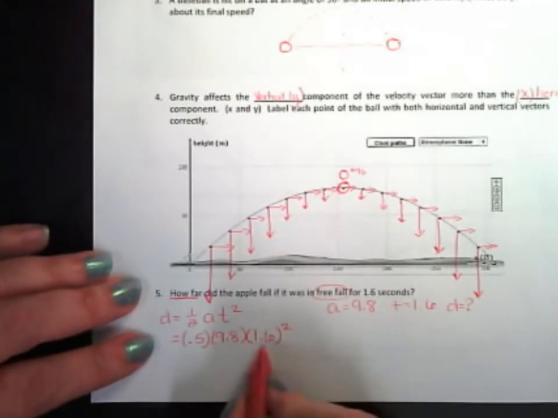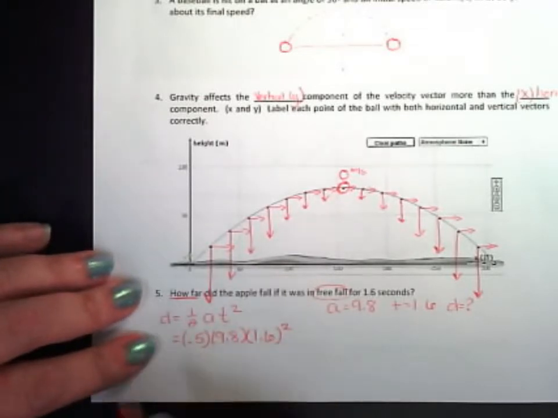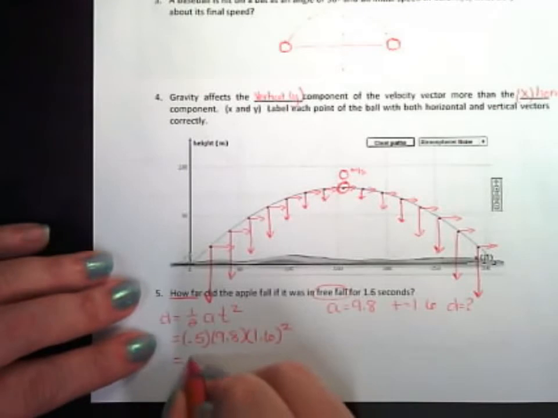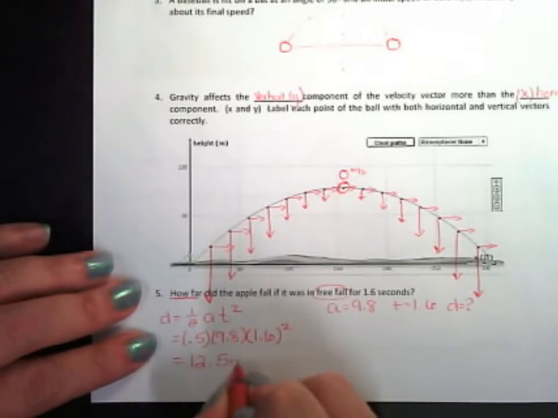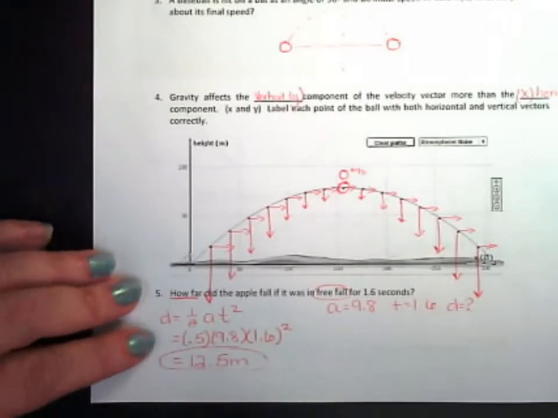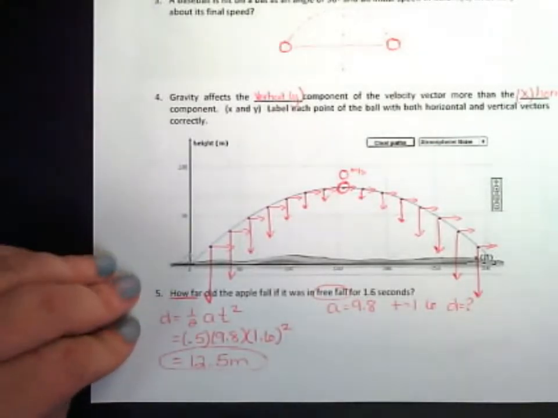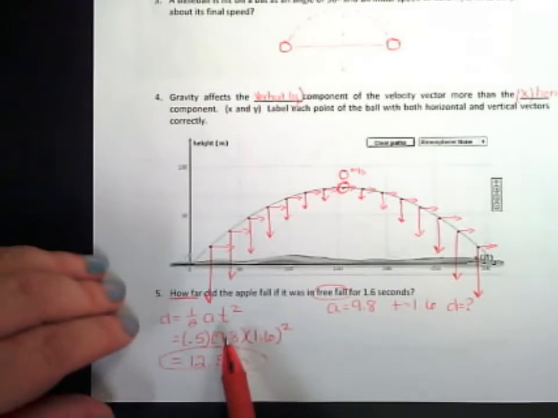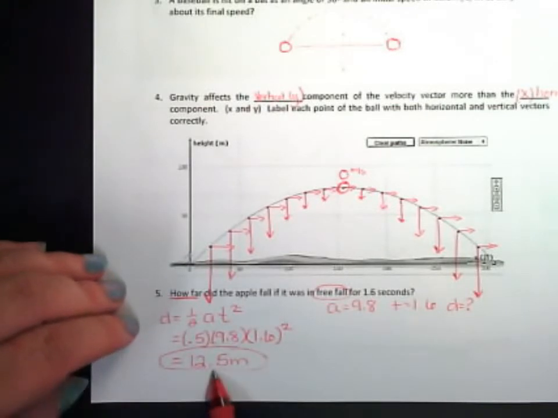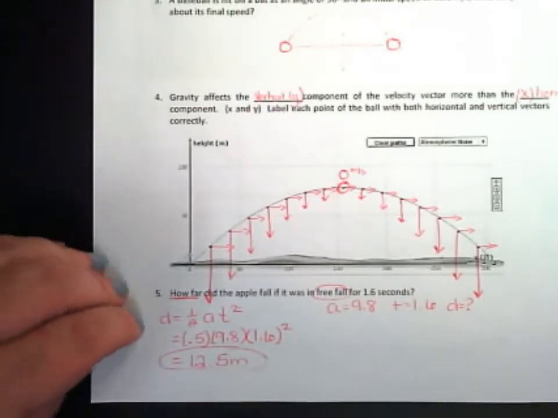I find it easier to go ahead and square my number that's being squared first and then put the rest in the calculator. When you're done calculating, you should have gotten 12.5 meters. Don't forget to circle your answer and make sure you have your unit. So 1 point, 2 points, 3 points, 4th point, 5th point being the unit.